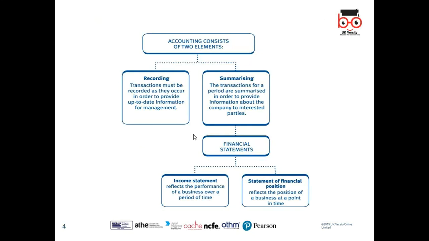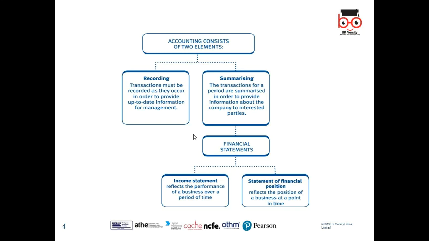Okay. Next, we're looking at accounting, which consists of two elements: recording transactions. Transactions must be recorded as they occur in order to provide up-to-date information for management. So that's why we need accounting, recording transactions. Then second, we summarize transactions for the period. We can summarize how much we spend on payroll, how much we spend on various other elements within a business.